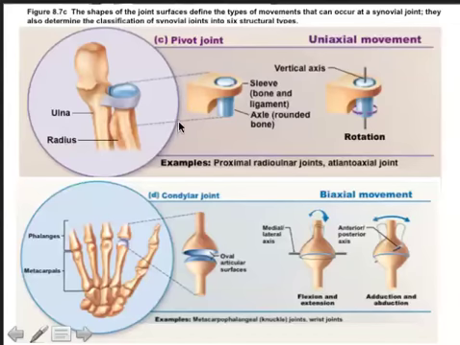A condyloid joint is where the convex surface of one bone fits into the concave surface of another, and this type of condylar joint allows biaxial movement, and this is an example of the articulation between the phalanges and the metacarpals. And you can see here that we have both anterior posterior and medial lateral movement. So if you want to demonstrate that to yourself, make a fist and stick out your index finger, and then move your index finger forward and back, and then move it left and right.